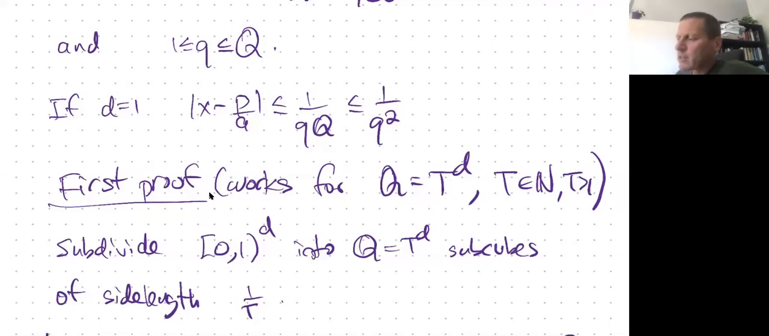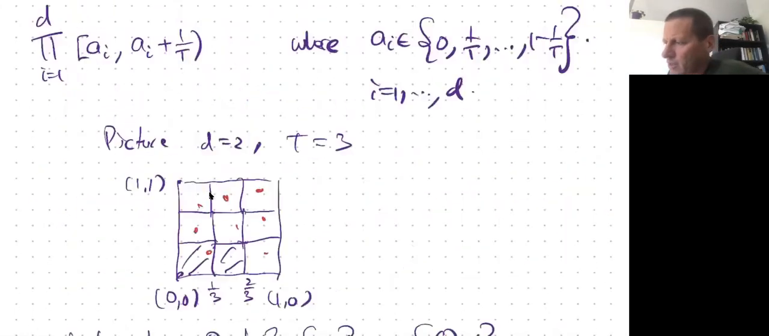This proof won't work for a general norm, and the reason is that you want a big ball to be partitioned nicely, with no overlaps, into small balls, as this picture shows you. And that's true for the sup norm, but it's not true for a general norm.